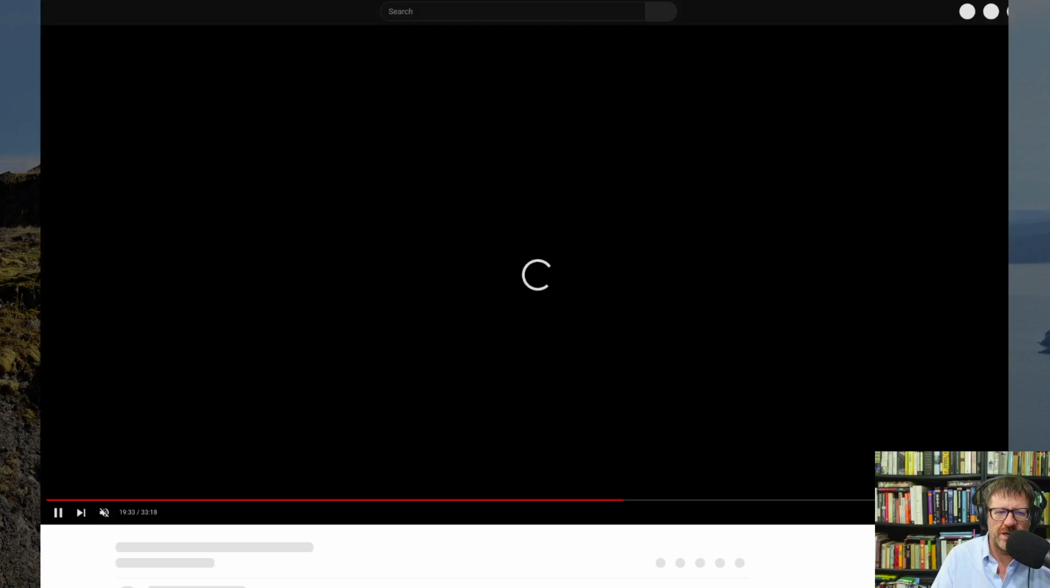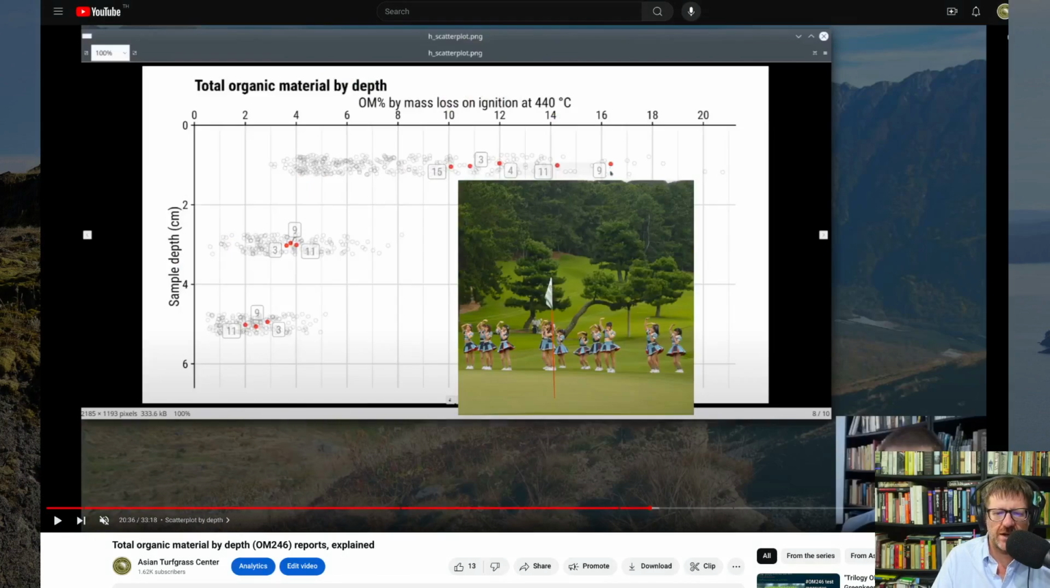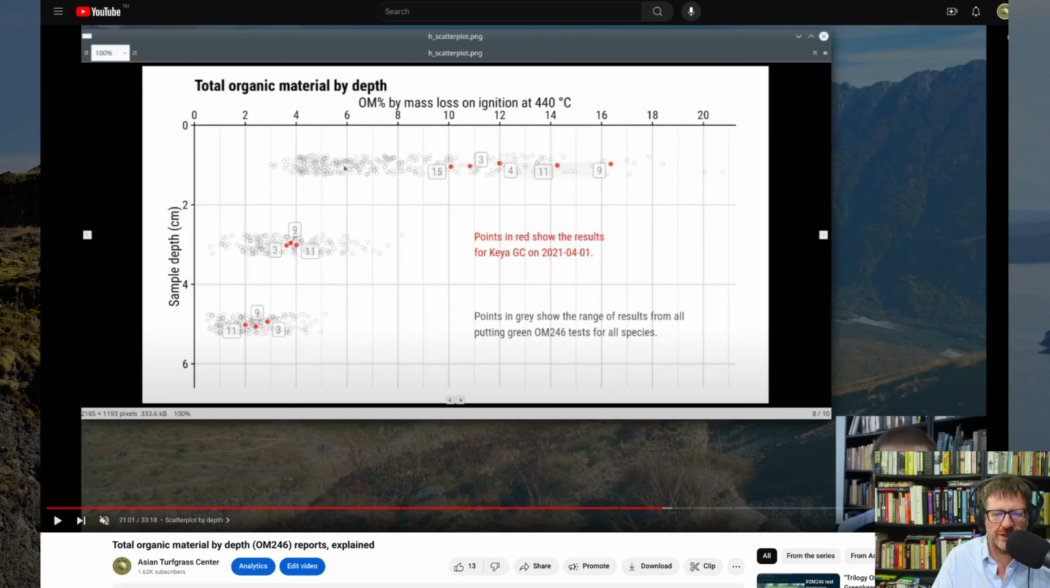I also show a scatter plot. So I'm showing on the screen a scatter plot, which is showing the total organic material by depth, and it shows each one of your samples in a bright red color, and it shows at that depth what your organic material is. And in the background are a lot of gray points that show all the other samples I've measured from all other species.